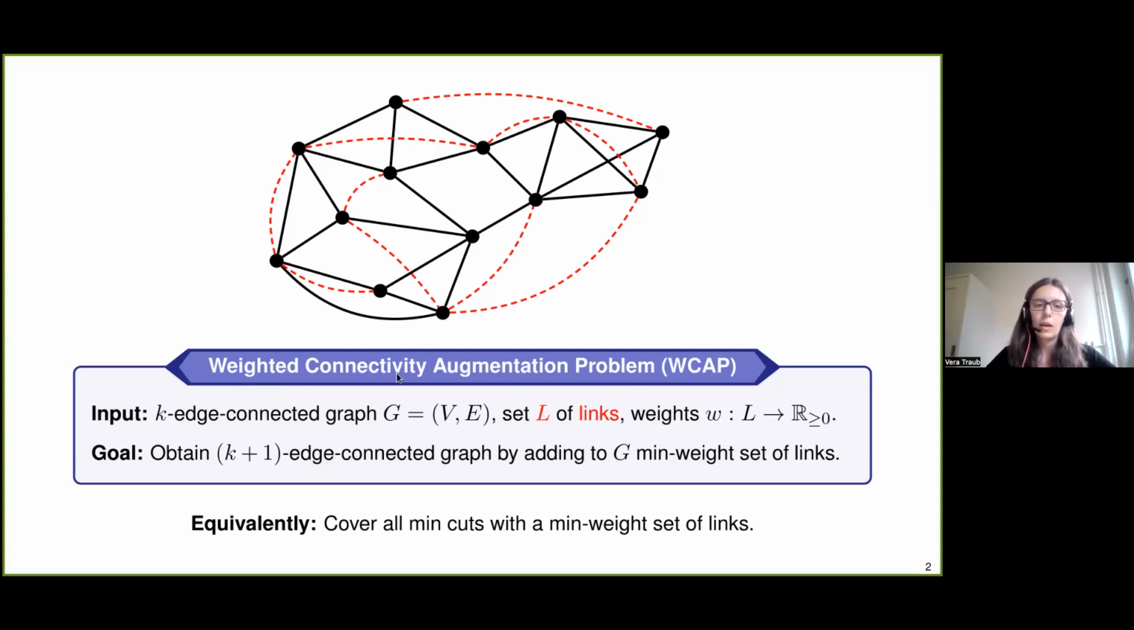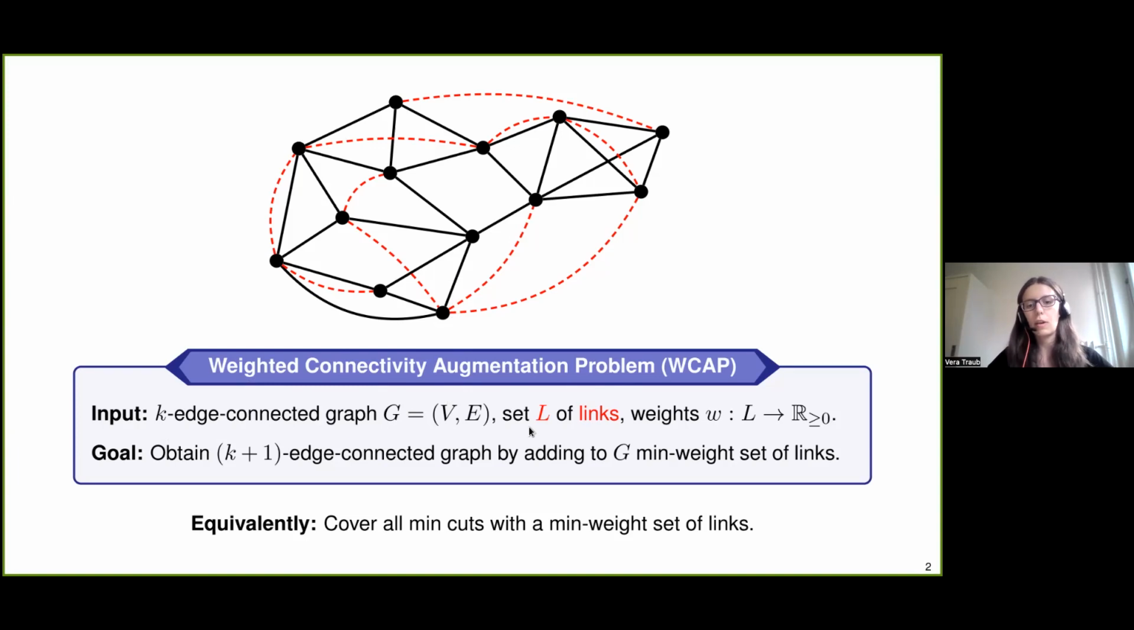In this problem, as an input, we are given some k-edge connected graph G with vertices and edges. So this is the graph that you can see here in black in this picture. This is some k-edge connected graph. In this example here, our graph is 3-edge connected, because in this graph, every cut has size at least 3. And then in addition to this black graph G, we are also given a set of x-y edges. These are these dashed red edges in the picture.